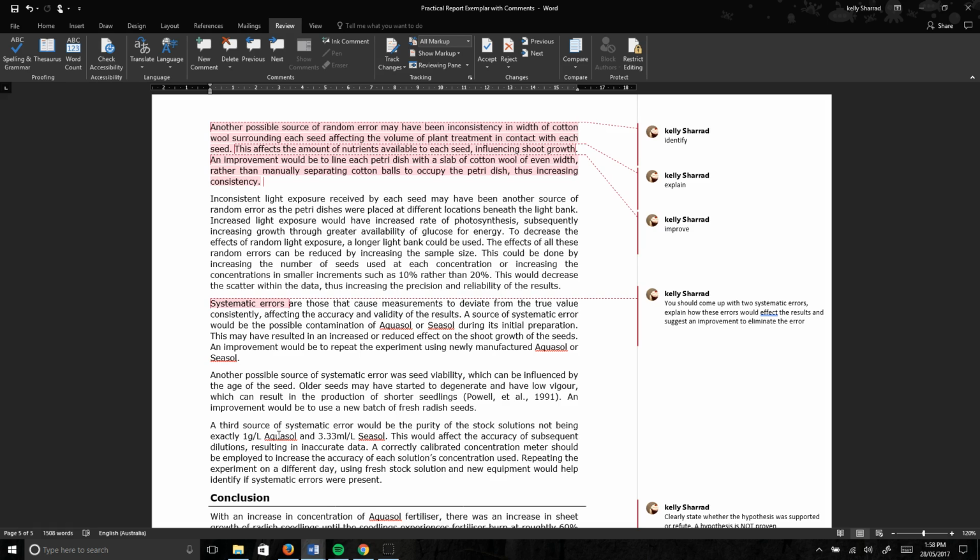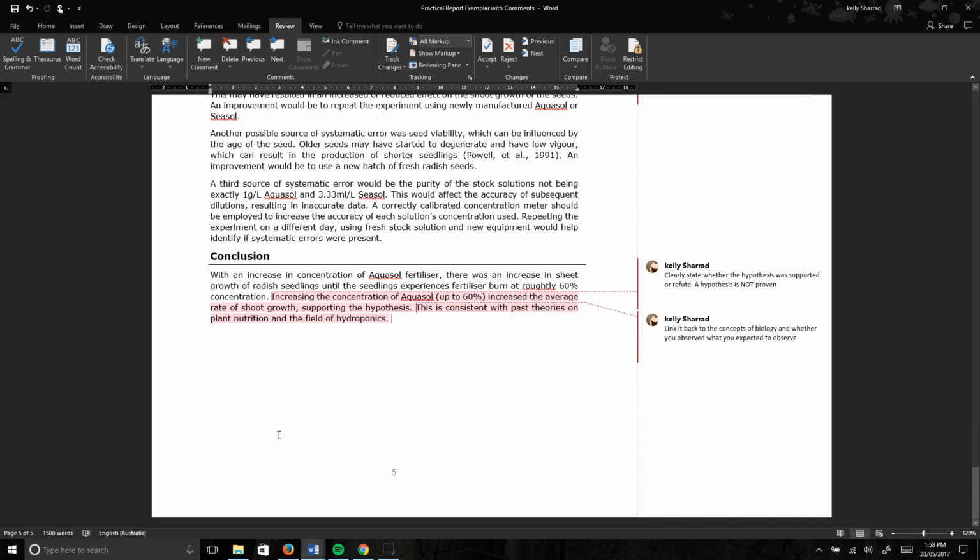It's usually incorrect calibration of equipment or incorrect measuring, and it's all about the results being a little bit further away from the true value than what we thought, okay? And the same process is involved with your systematic errors. Identify the error, explain how it impacts on the results, and suggest an improvement.